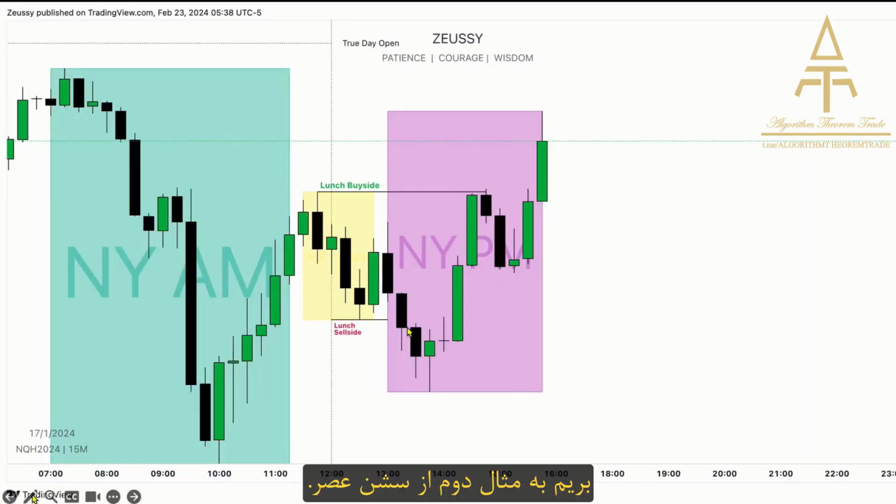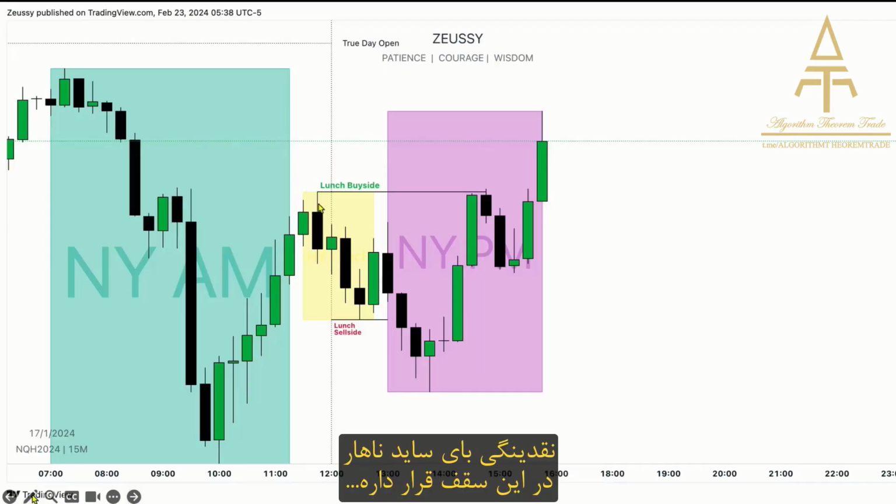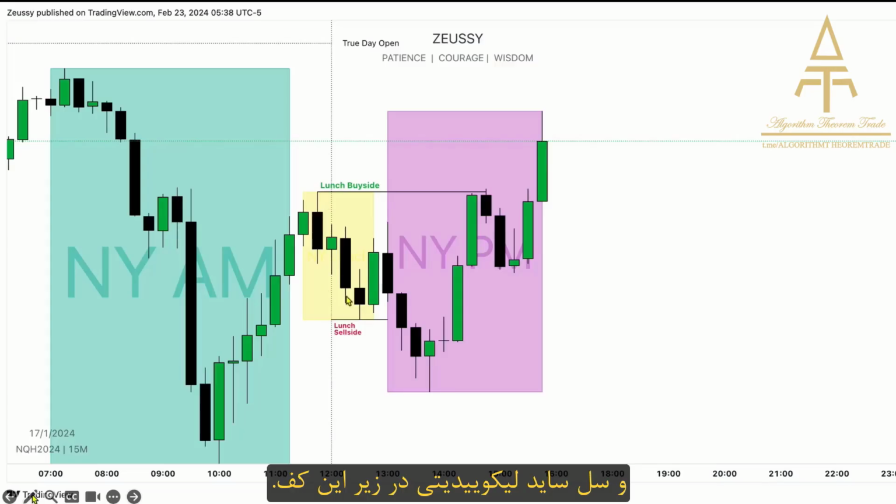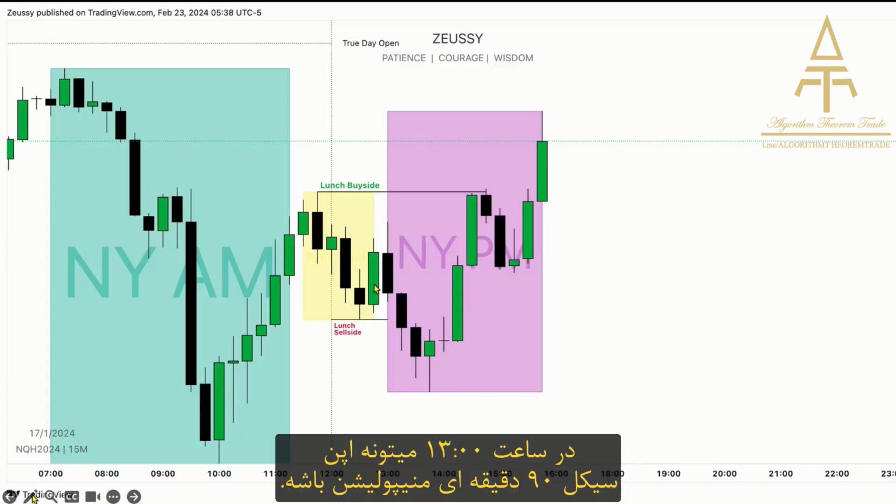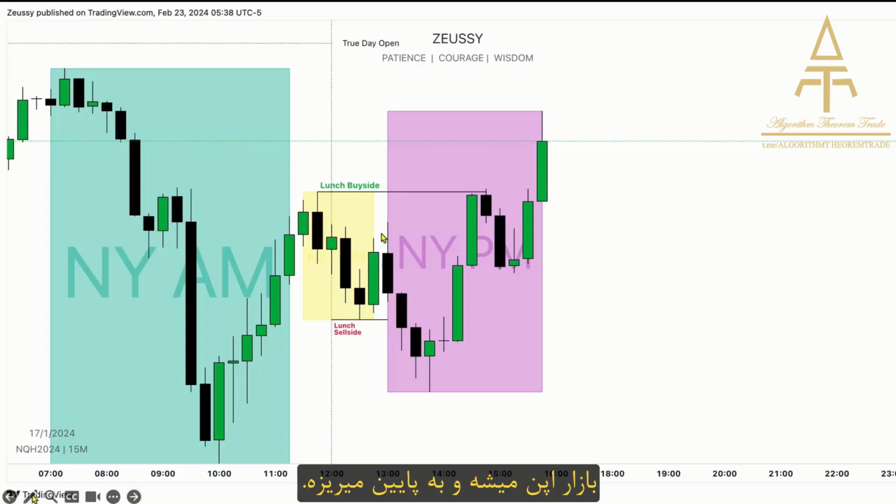Here we can take a look at the second example of the PM session. As you can see, lunch buy side liquidity got engineered above this high and sell side liquidity got engineered below this low. At 1 p.m., which is the opening of the 90 minute manipulation cycle of the PM session, the market opens up and it expands lower.